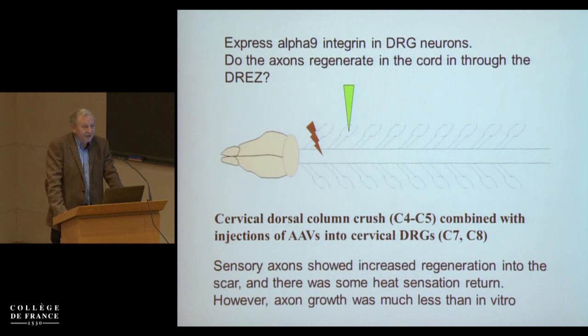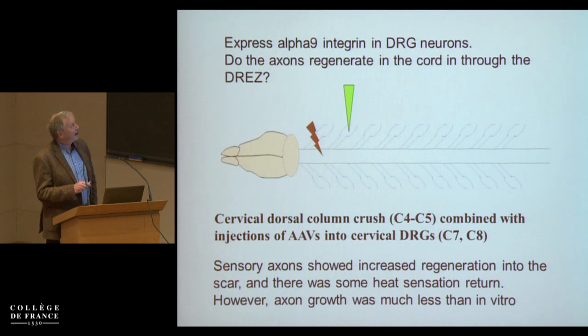So the experiment that we did first is a very simple one. We take alpha-9 beta-1 integrin, which is the tenascin-binding integrin, and we express it in sensory neurons, and we ask, can these axons regenerate in the spinal cord? Now, we already knew that when we expressed alpha-9 integrin in sensory neurons in culture, they would grow beautifully on a tenascin surface. So we tried to repeat this in the spinal cord, expressing alpha-9 and making either a dorsal root crush or a dorsal column crush.